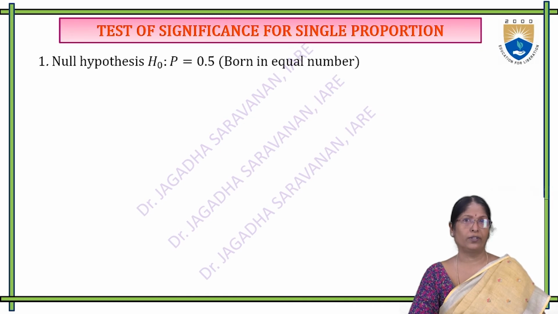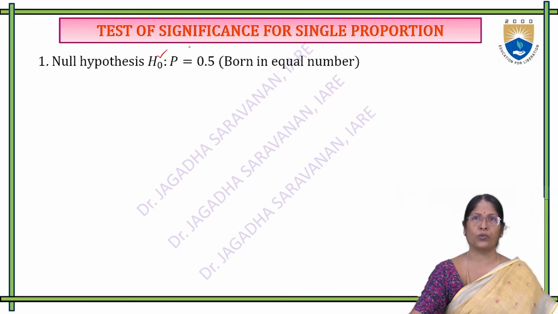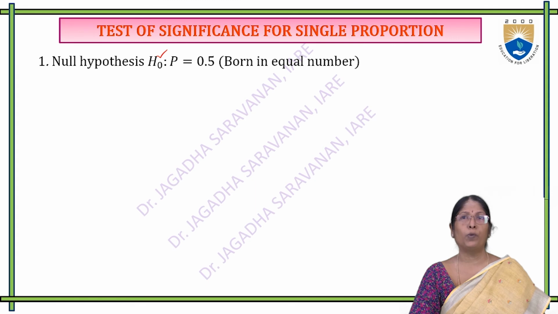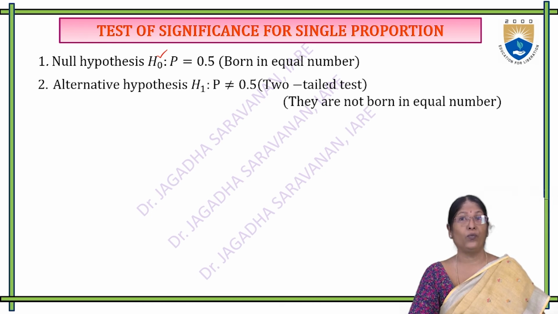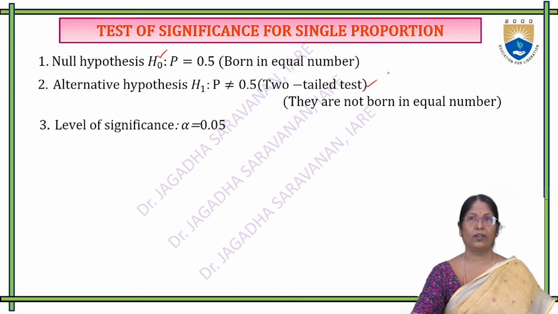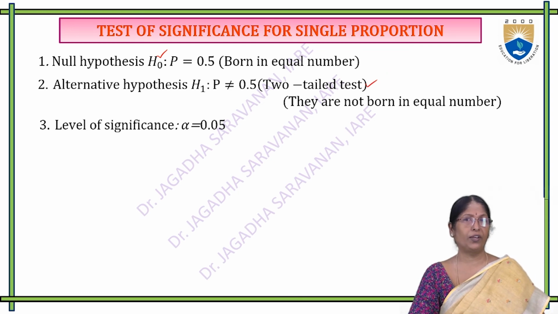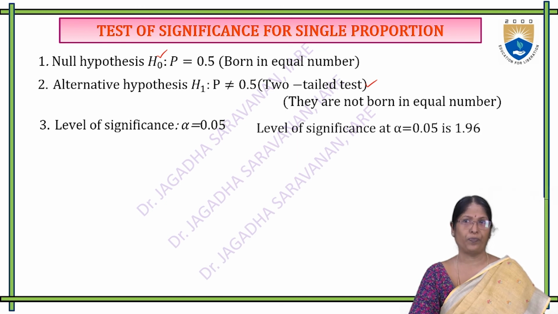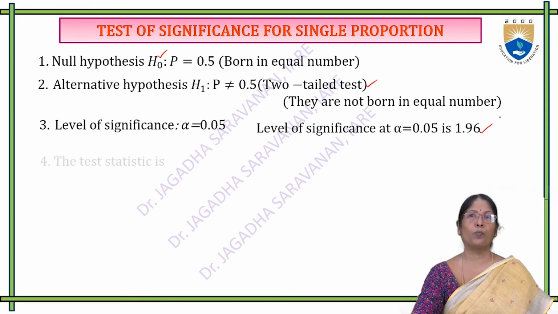The 5 points. The null hypothesis: H naught is a symbol for the null hypothesis. Capital P, population proportion. We are telling both male and female are born in equal number. We are rejecting; no, they are not born in equal number. Two-tailed test. It is not given the level of significance. By default we have taken alpha equal to 0.05. So the tabulated value is 1.96.